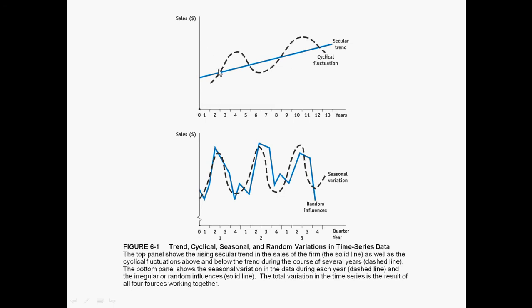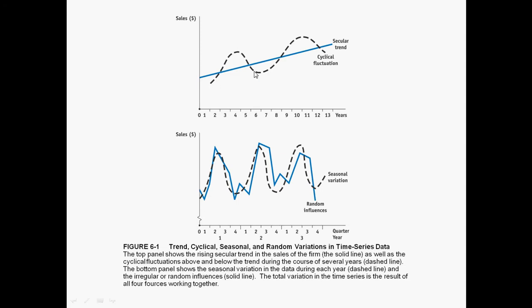Now, we also see a cyclical fluctuation here. And in this case, the cyclical fluctuation looks a little bit like a sine wave, or like waves on the sea, or like day and night, or like seasons, lots of different cyclical phenomena in nature. It looks a little bit like those. But it's actually superimposed on a secular trend.